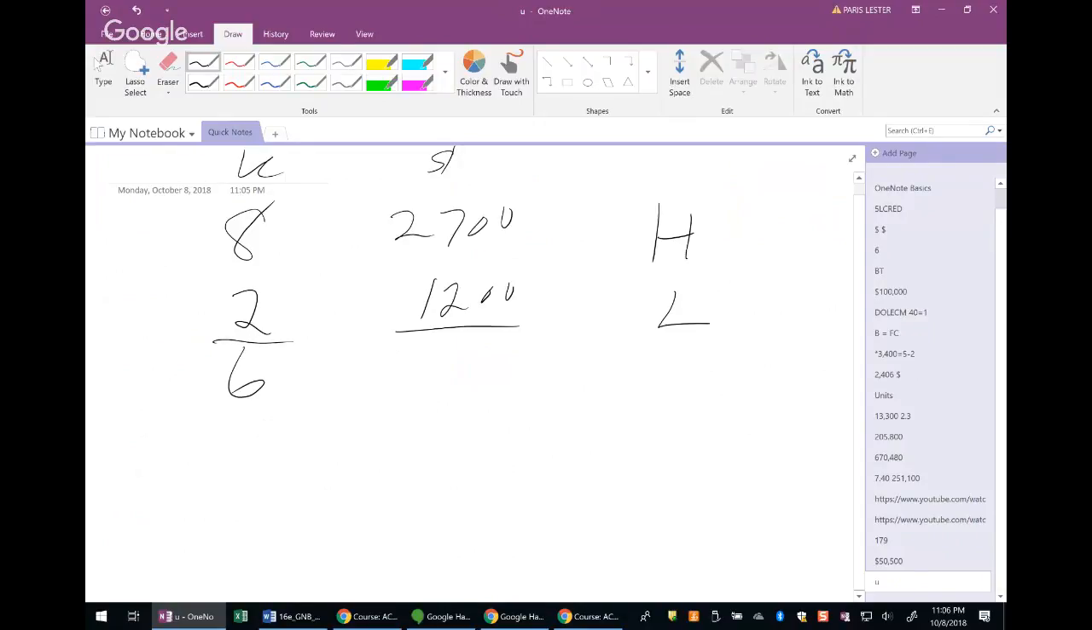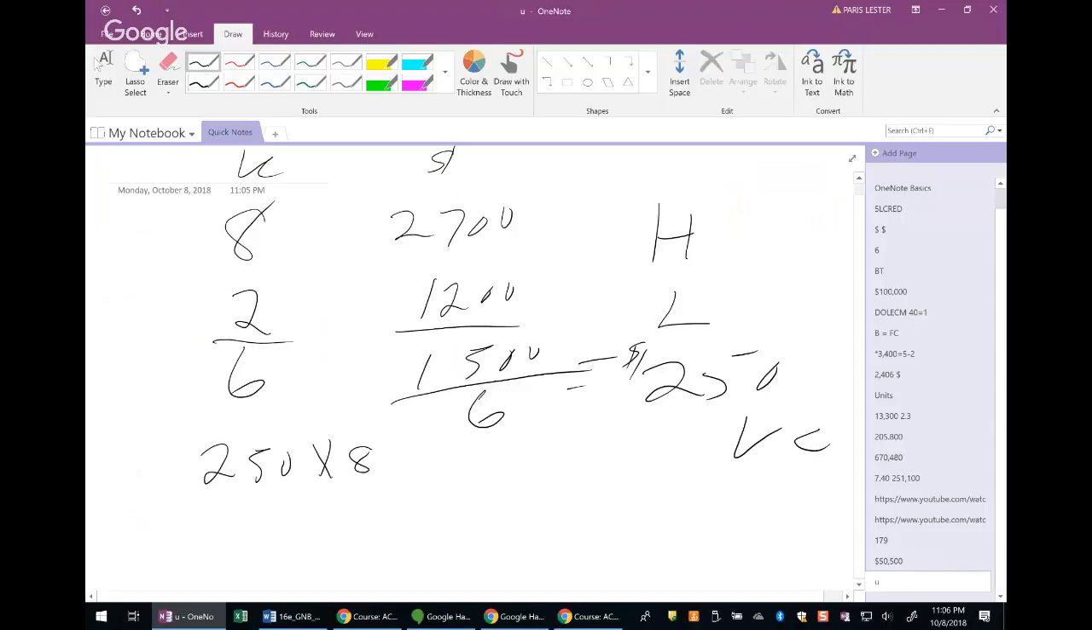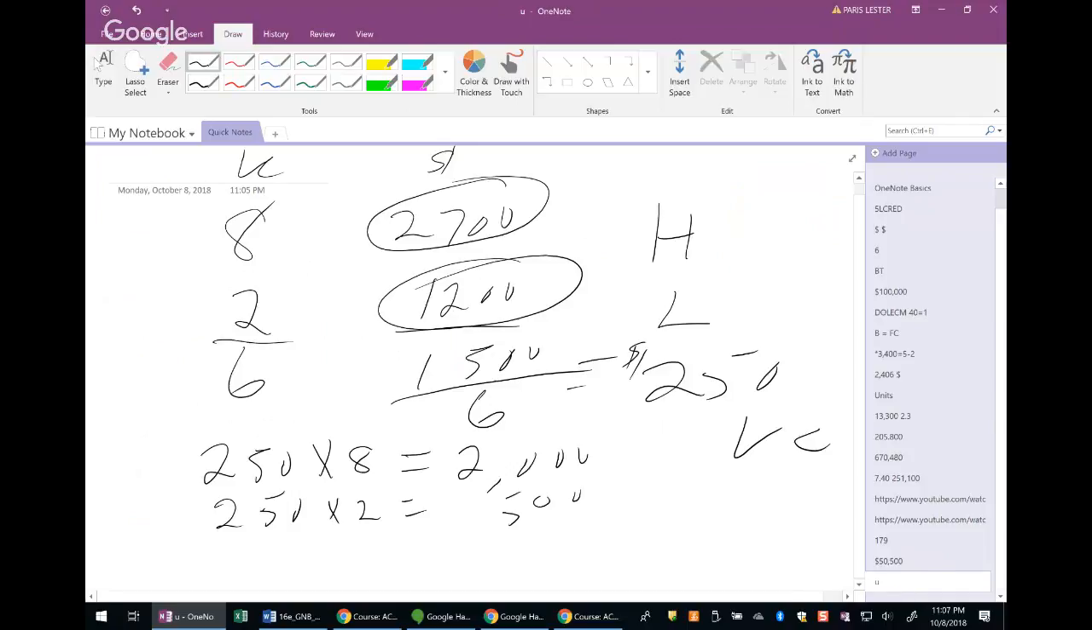The difference is 1,500 over 6 units, and if you divide, you get 250, which is the variable cost per unit? Yeah. All right, if we plug it in, 250 times 8 is 2,000. Now, how about 250 times 2? 500. If you subtract 2,000 from 2,700, what do you get? 700. If you subtract 500 from 1,200, what do you get? 700. So your fixed cost is 700, and your variable cost is 250.